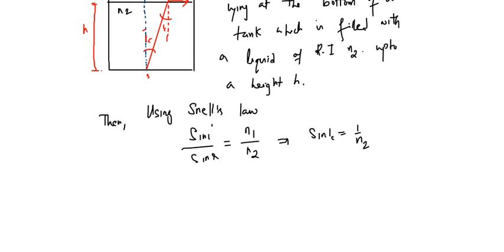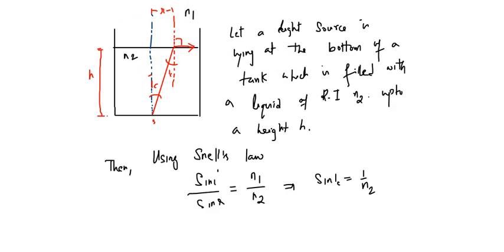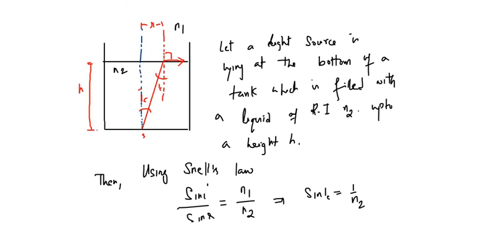Now let's go to the next page. If you look closely at this triangle, what can I write for tan IC? Tan IC can be written as perpendicular by base. Base is H and perpendicular is R.